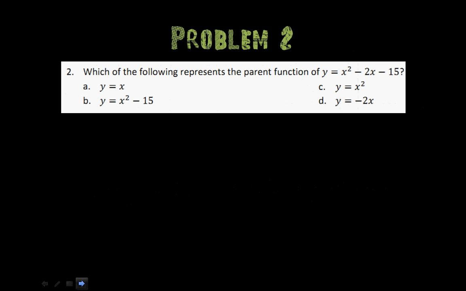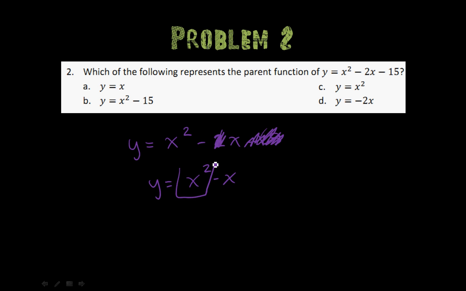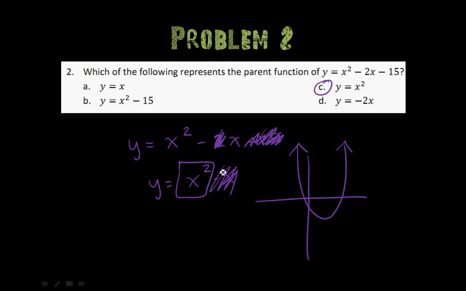Number 2 says, which of the following represents the parent function of y equals x squared minus 2x minus 15? And this one, in my opinion, is a little bit tricky, because like I told you guys, you get rid of the numbers and you have your parent function, in which case you would have y equals x squared minus x. You could argue that that's the parent function. However, they're simplifying it a whole lot more, and they're saying x squared is the biggest x in this, so we're going to just ignore that guy and say that it's C. And it actually makes sense, because this would be a parabola. It's just that that extra x term right here moves it a little bit, but it's still a parabola, so the parent function is still x squared.